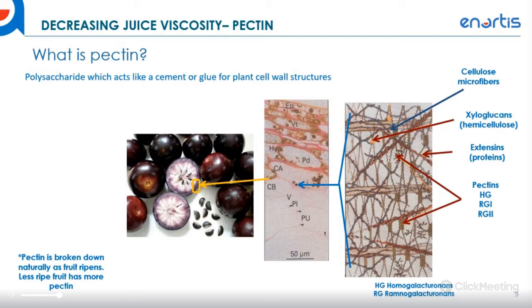Pectin is broken down as fruit ripens naturally within the fruit. So the less ripe the fruit is, the more pectin you have in it. If you've ever made, let's say, a jam or a jelly before, you may have had to add pectin in order to make a more solidified jam or jelly. And so that's the effect that pectin has in juice as well. It increases the viscosity and it makes it thicker essentially.